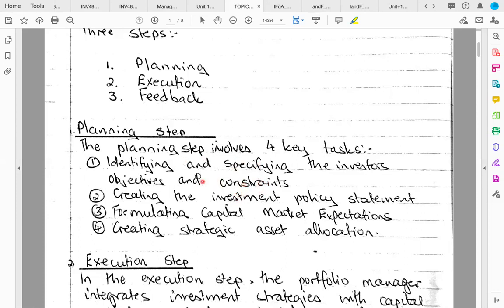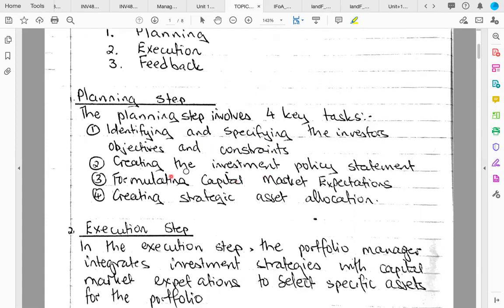So the planning step involves 4 key tasks. The first task is identifying and specifying the investor's objectives and constraints. The second step is creating a very important document known as the investment policy statement. This document just writes out what your objectives are, what your constraints are, how you are going to try to achieve your objectives, and which assets you can invest in with regards to trying to achieve your objectives. And then the third step is formulating capital market expectations with regards to the assets you're going to invest in. And then the fourth step is creating what we call a strategic asset allocation.